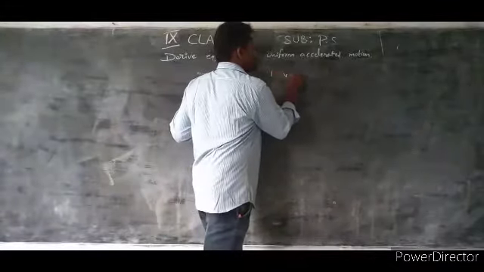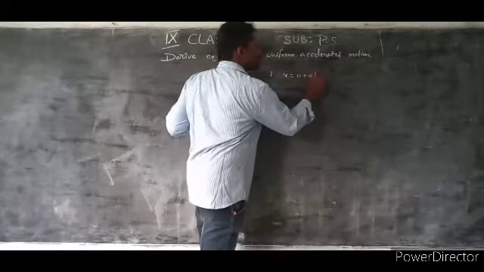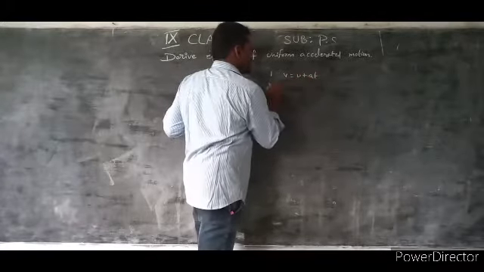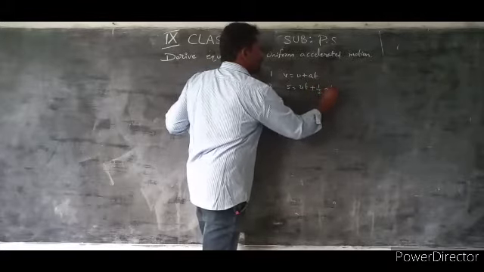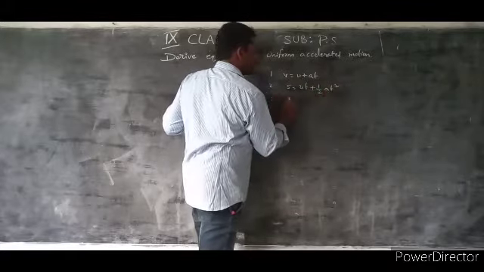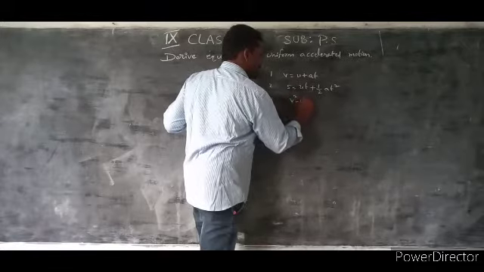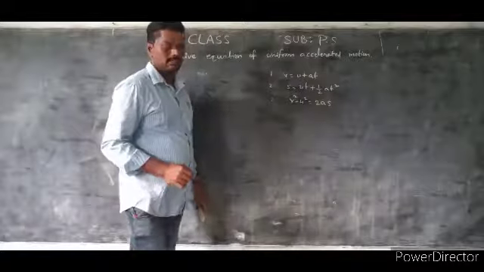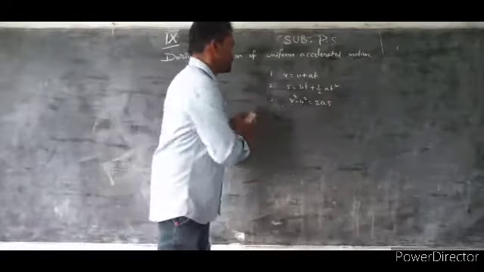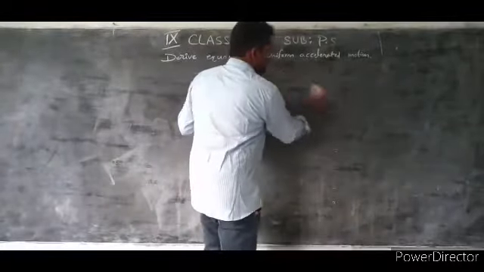First one, v is equal to u plus at, and second one is s is equal to ut plus half at square. Third one is v square minus u square is equal to 2as. Okay. First of all, we derive the first equation, v is equal to u plus at.